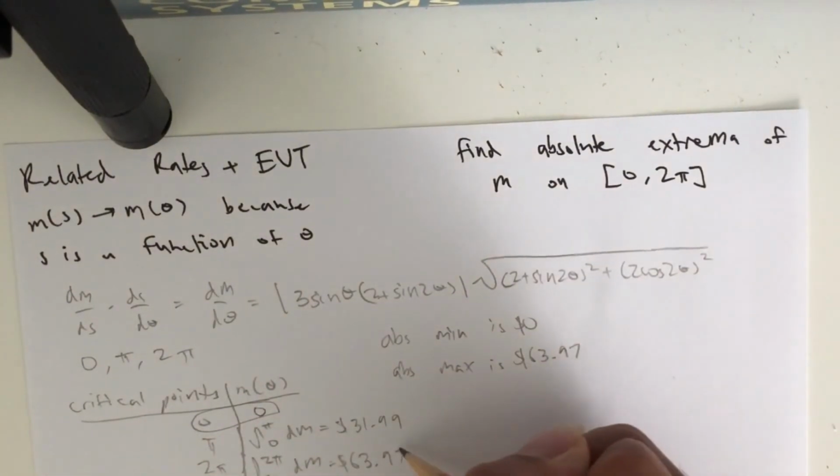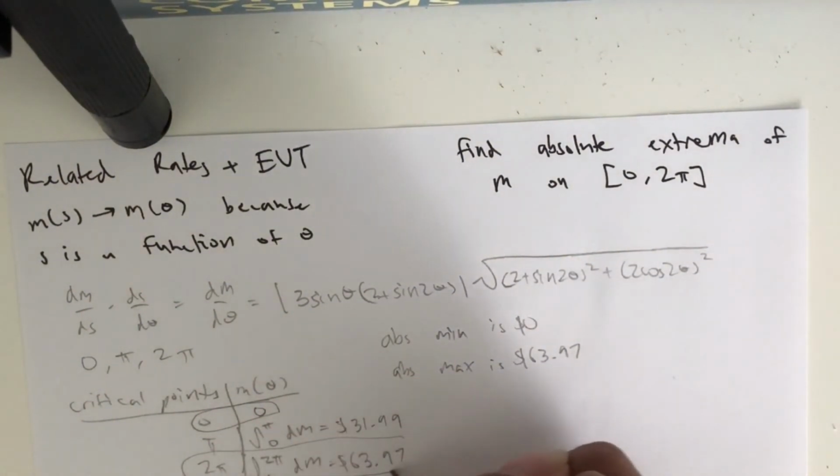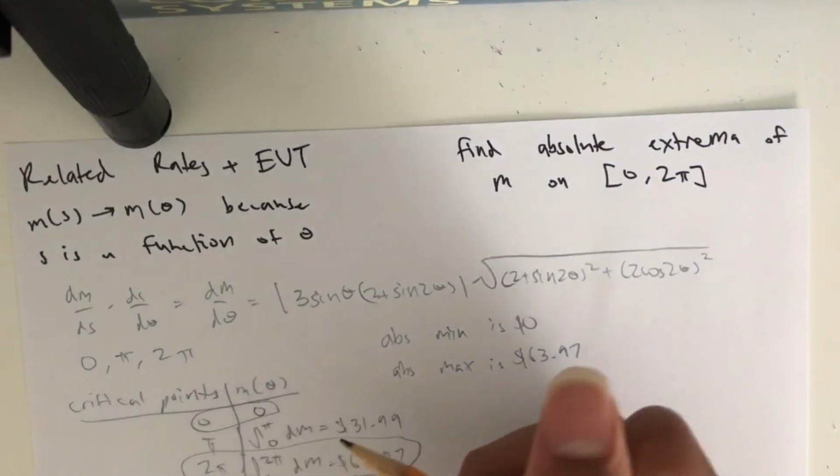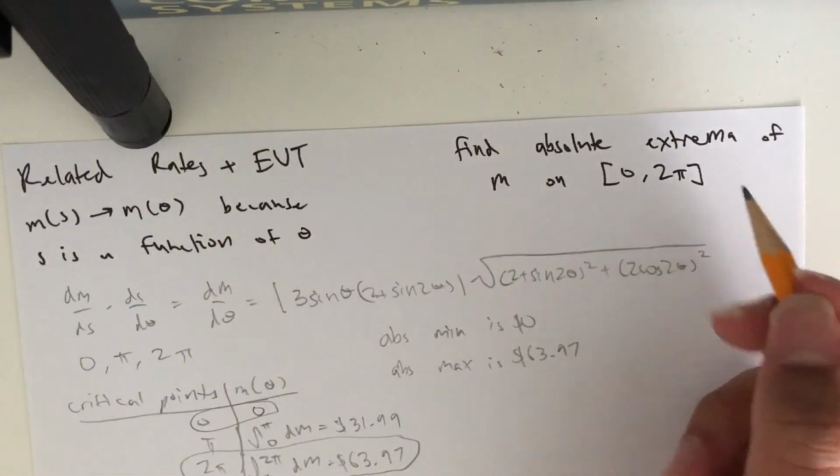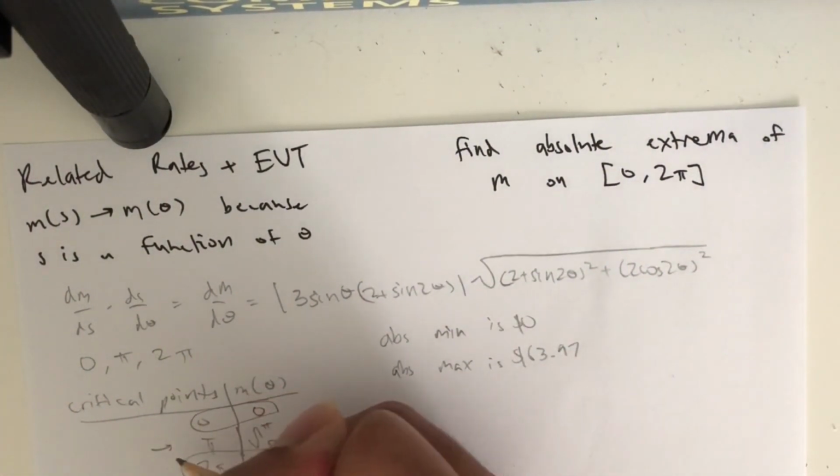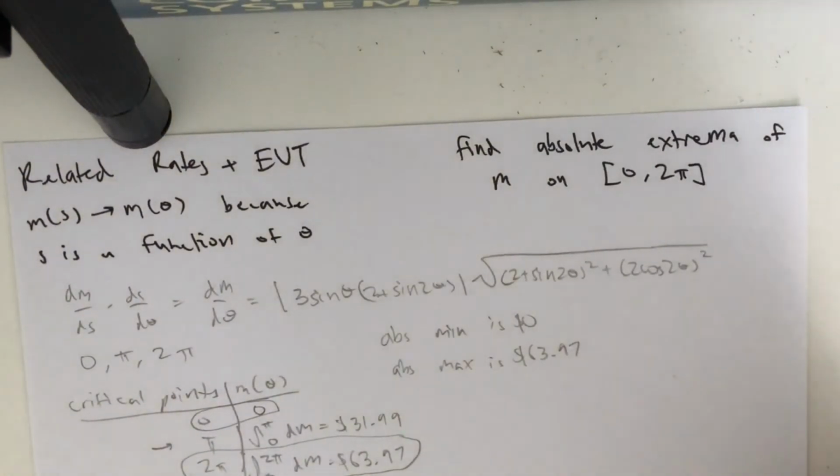A common mistake using extreme value theorem would be forgetting about the endpoints, and as we can see here, the endpoints are especially crucial because both of these endpoints are the absolute extrema, so we can't just consider the critical points inside the interval itself.